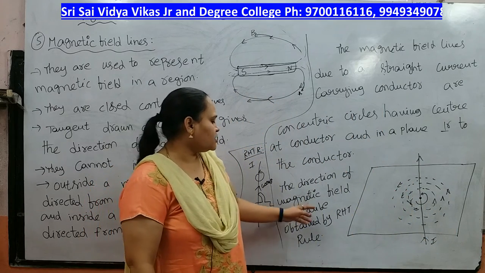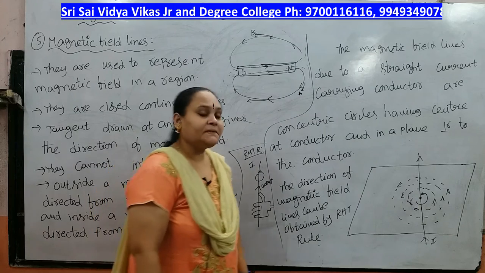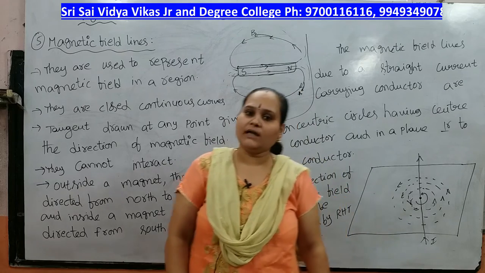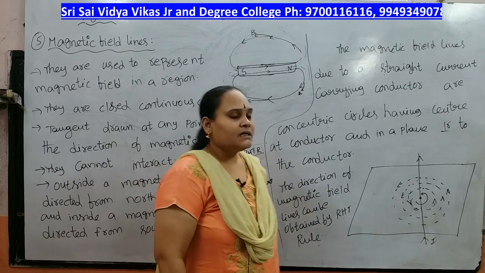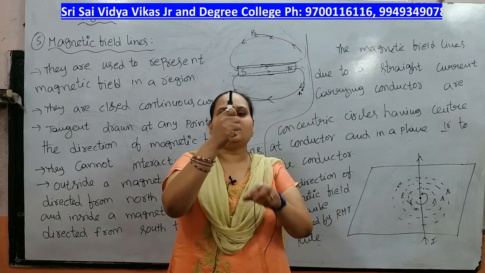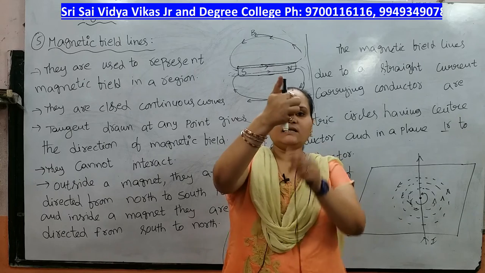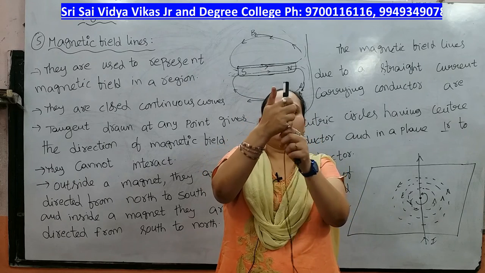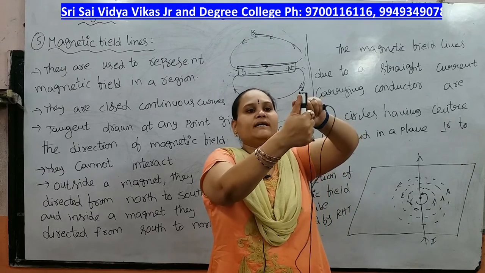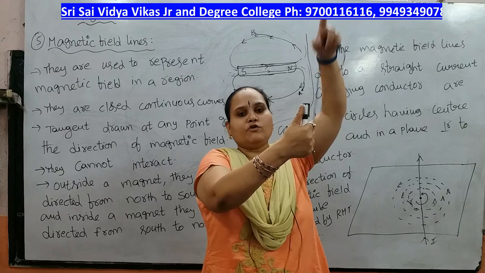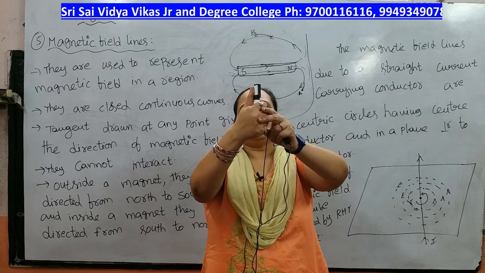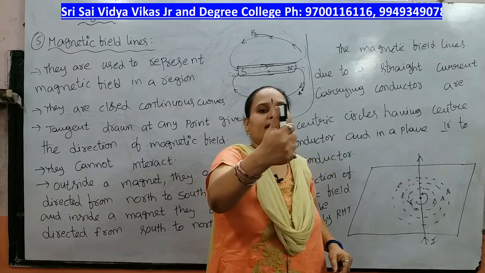The direction of the magnetic field lines can be obtained by the RHT rule, meaning the right hand thumb rule. What is the right hand thumb rule? We consider a current carrying conductor. The thumb indicates the direction of the current flow, and the four fingers represent the direction of the magnetic field. This is the right hand thumb rule.